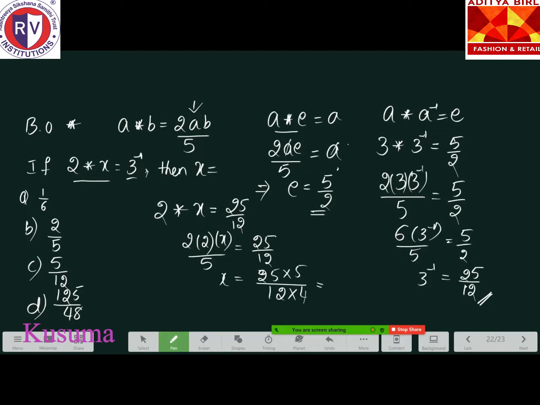125 by 48. Yes, this is 125 divided by 48. So this is the value of x. Okay, so this is in your option D. Therefore, the right answer is option D here.